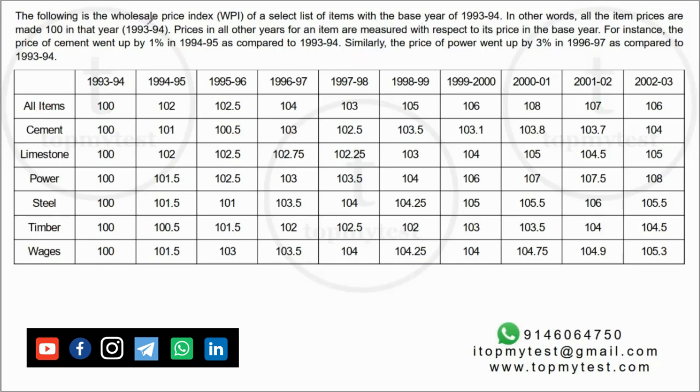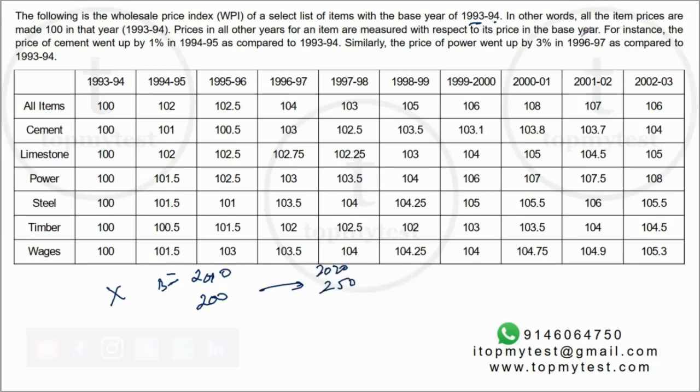The following is a wholesale price index, WPI, of select list of items with base year 93, 94. In other words, all items are made 100 in that particular year, right? Prices of all the other items are measured with respect to the price in the base year. So to give you an example, suppose there's an item X and say 2010 is your base year. In 2010, say the price was 200 rupees, and in 2020, the price is 250 rupees.